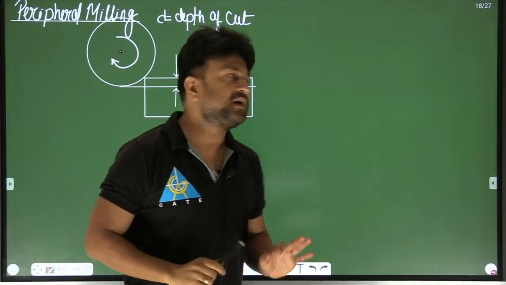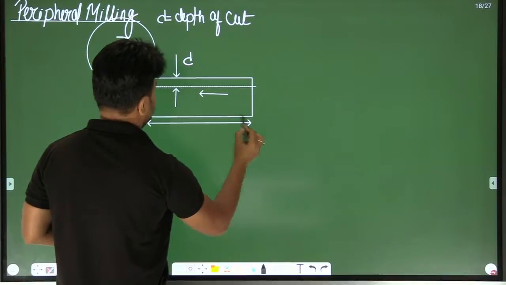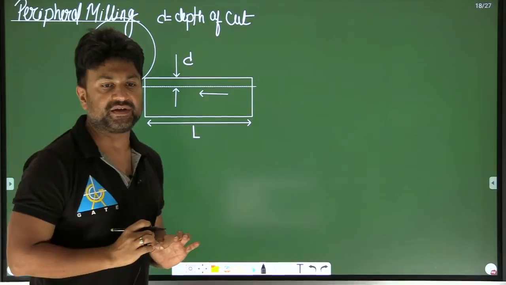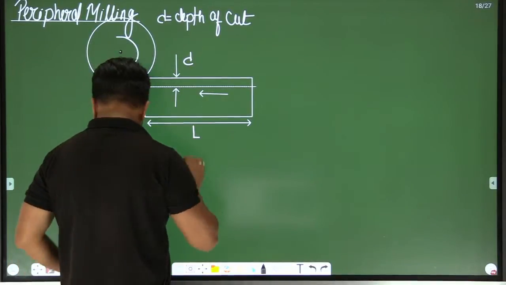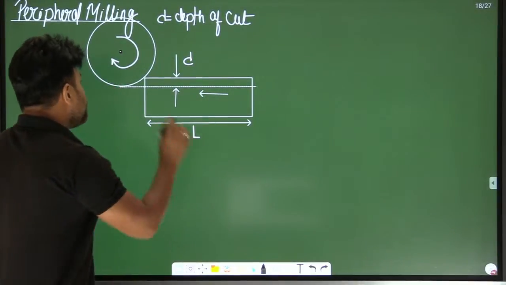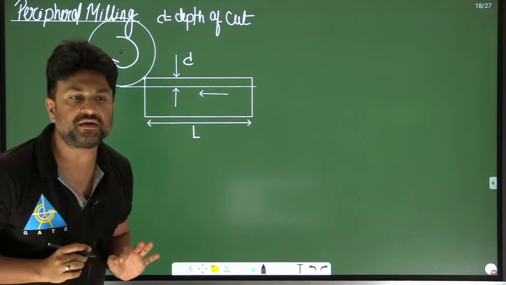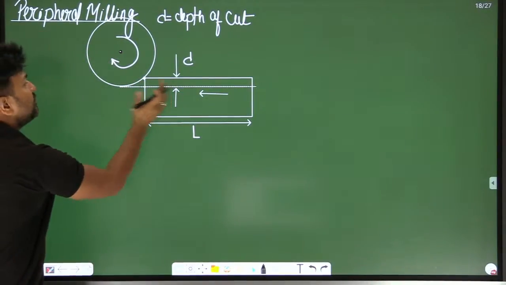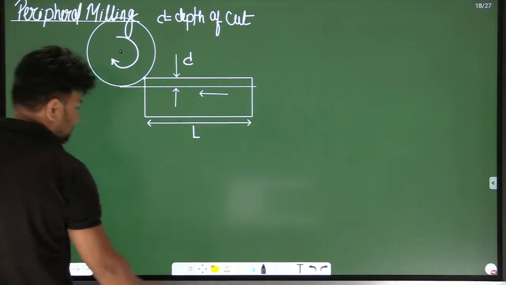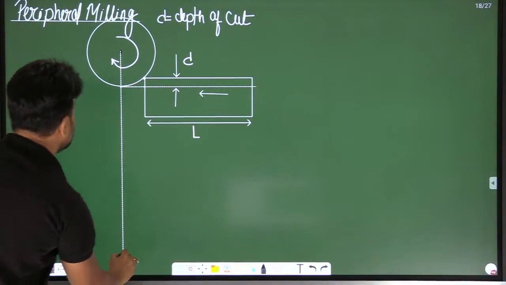Now, let's say this is the length of the workpiece, L, or I can write L1, whatever the book is taking. I will take L. When the workpiece moves toward the milling cutter, let's say it moves L length. Now, let me draw the figure completely.